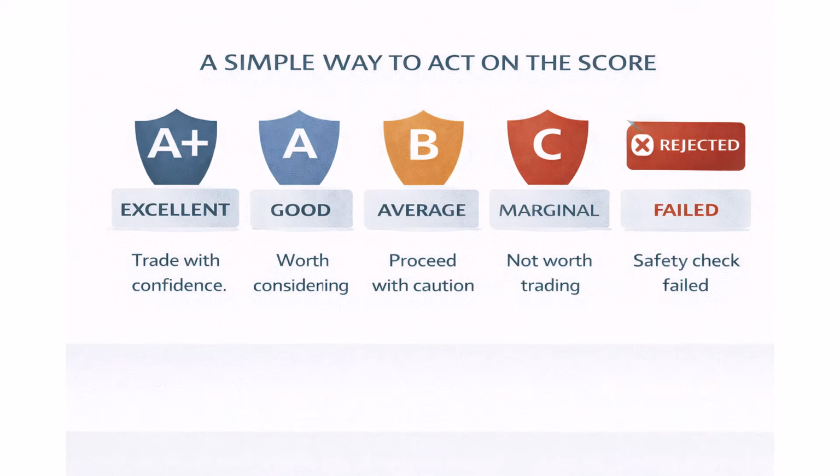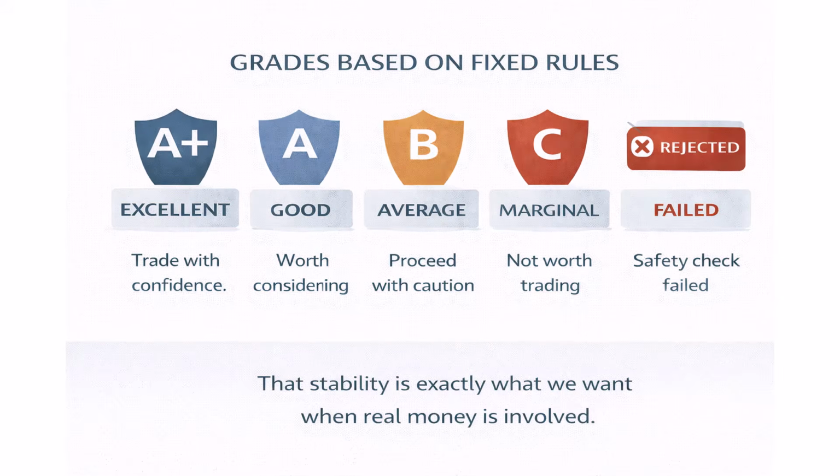So instead of just seeing a number, you immediately can see something like if the strategy is excellent and can be traded with confidence, or that we know that the strategy is average and we should proceed with caution. Now you have to be aware that this grading layer does not replace judgment, but it simply makes the system easier to use consistently, especially when you're evaluating many trading strategies at once. The important part is that the grades are derived from the score, and the score itself is built on fixed rules and absolute standards. So when a strategy gets an A today, it means the same thing next month and the month after that. And that stability is exactly what we want when real money is involved.